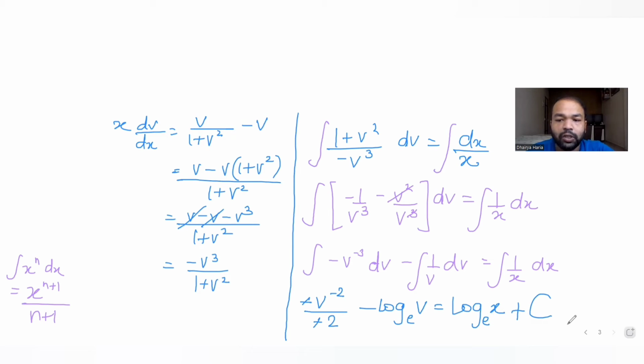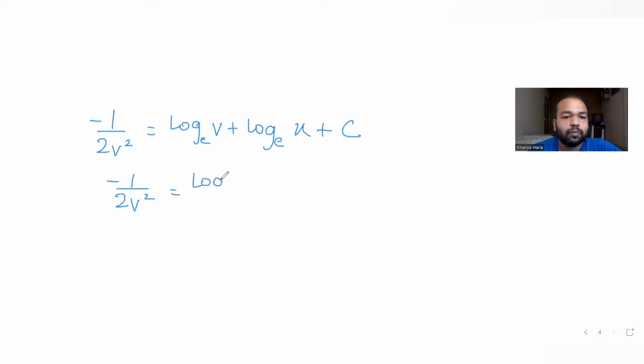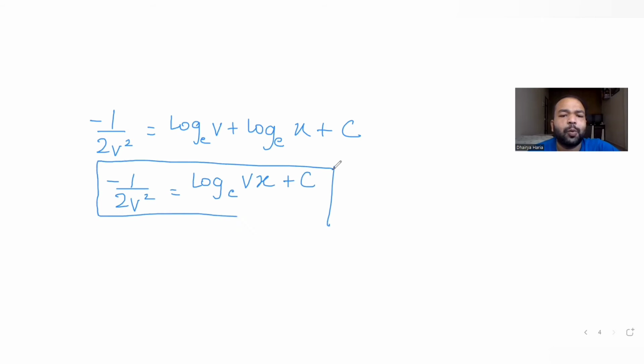Now if I try to solve this further, you get here minus 1 upon 2 v square is equal to log v to the base e plus log x to the base e plus c. Log a plus log b, we already know the product rule, becomes log a into b to the base e. So this is our solution of the differential equation.